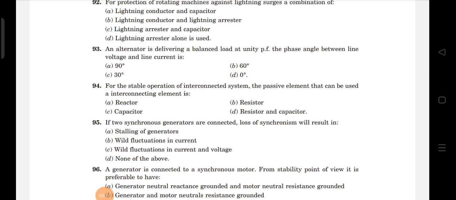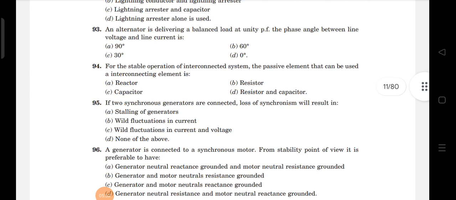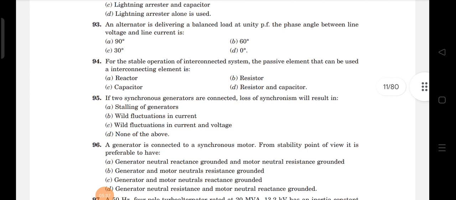Next, for the operation of an interconnected system, the passive element that can be used as an interconnecting element is, okay, see here, in this interconnection system we majorly consider series branch elements. In a transmission line, the series branch elements are resistor and reactor. If we represent the transmission line with a resistor, the losses will be more, hence we represent the interconnected system majorly with a reactor only. That means the 94th answer will be A.